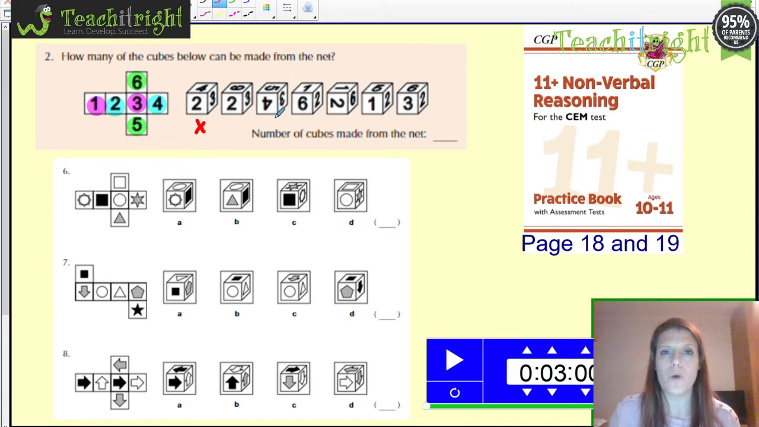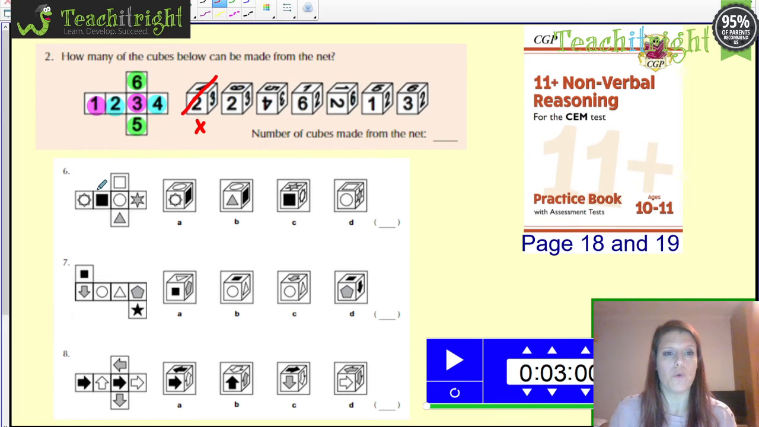So as you're working through activities like this, use elimination. You can cross out, or you can do it like this, the answers that are incorrect, and that will help you hopefully to limit your choices. So we've got a lot of cubes here, and you've got to say how many of those can be made from the net. But by eliminating the obviously wrong answers, then that limits your choices nicely.